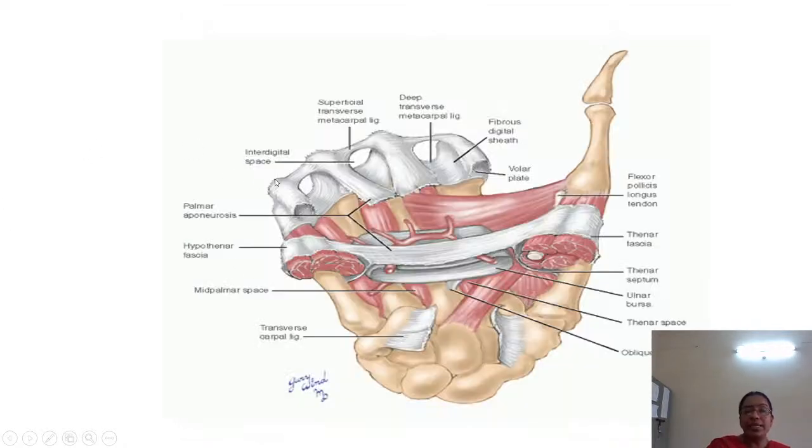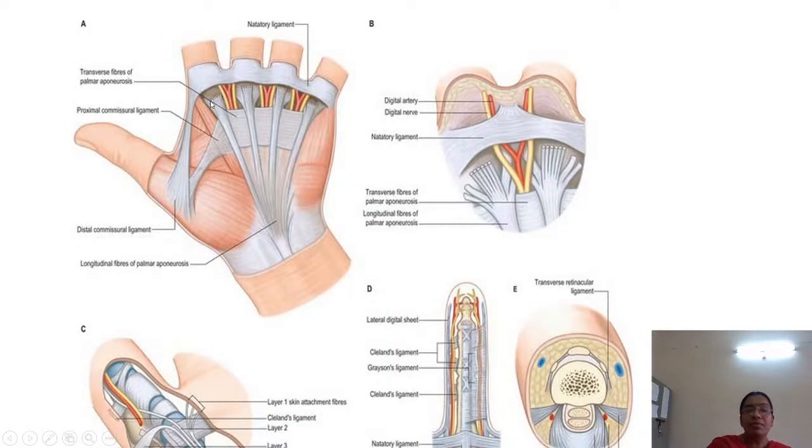So here you can see the superficial and the deep slip of the base of the palmar aponeurosis. Between the superficial and deep there is a gap through which the vessels and nerves along with the tendons pass through. So if you can see here, between the superficial and deep slip you can come across the vessels and the nerves which are passing between the superficial and deep slip of the base of the palmar aponeurosis.